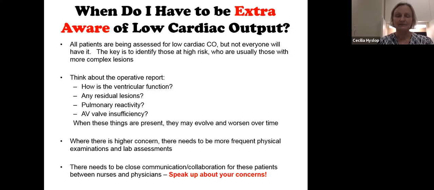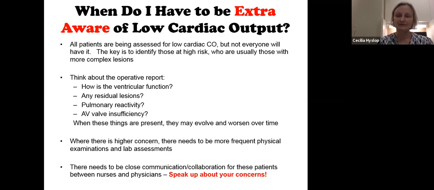So what do I have to be extra aware of for low cardiac output? All patients are being assessed for low cardiac output, but not everybody will have low cardiac output. The key is to identify those that are at high risk of low cardiac output, who are those with more complex lesions usually. We need to think about the operative report. What did they say about the ventricular function? Were there any residual lesions? Are those residual lesions intentional? An example might be a tetralogy of Fallot with a very stiff right ventricle.